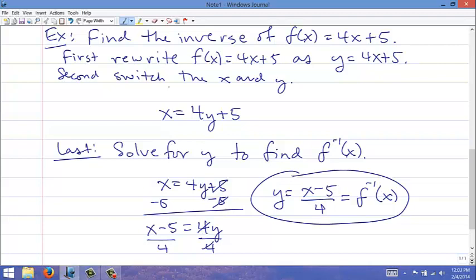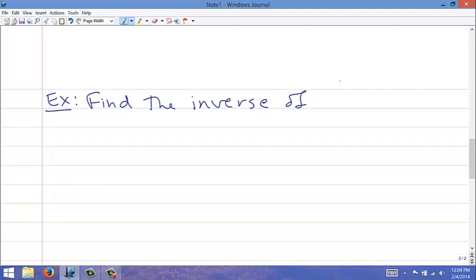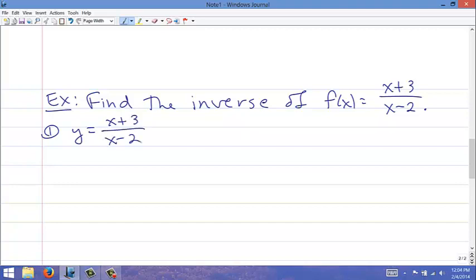Alright, so let's try another one. This one's a little bit trickier, because this book does like to be tricky sometimes. So let's find the inverse of f of x equals (x plus 3) divided by (x minus 2). That seems a little bit worse because it has multiple x's in it, but we still want to do the exact same thing. So first, replace f of x by y. So y equals (x plus 3) all divided by (x minus 2).